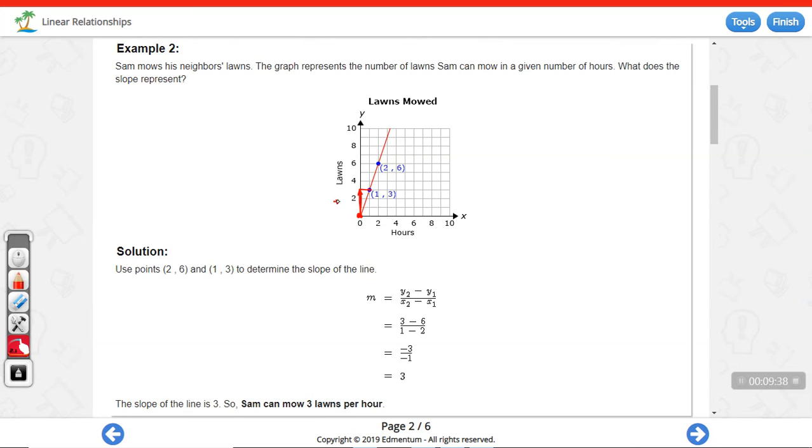I went up 2 and over 1. So therefore, my slope is going to be up 2 over 1. All right? So now at that point, we have our slope. Now we need our y-intercept.